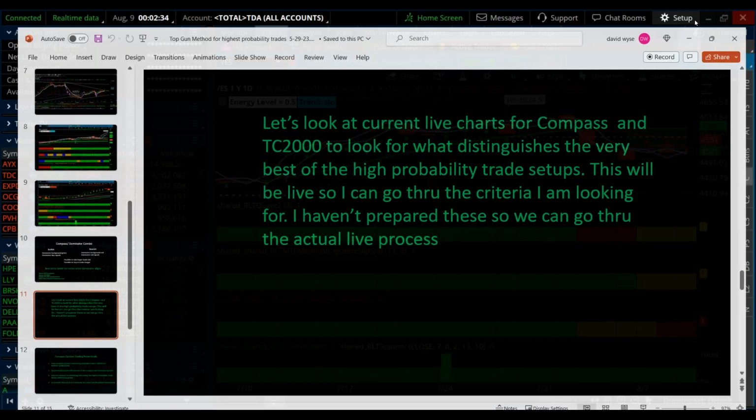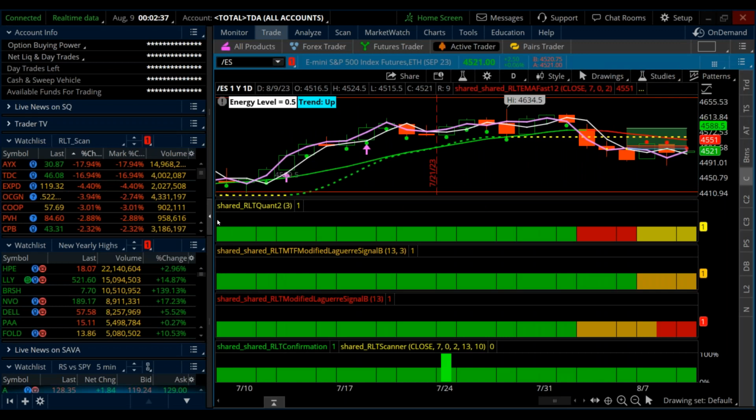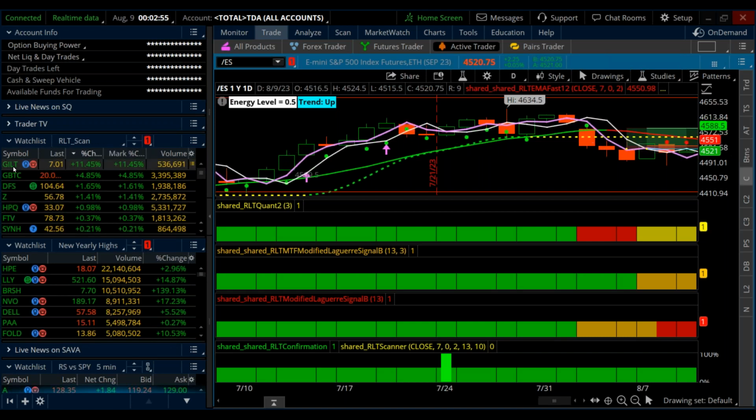So let me just go ahead and drop this down, and let me switch over here. So this is the Compass system here. I've got the ES right now. This is the ES on the daily, but I'm going to use the daily chart, and I'm going to take a look at some stocks here. This is the RLT scan. This is showing us stocks that are breaking out of compression on the daily chart. So I want to look at those first.